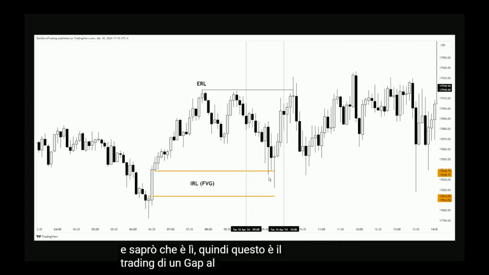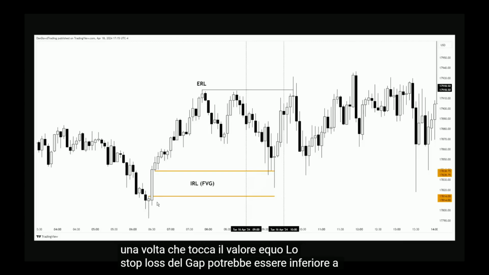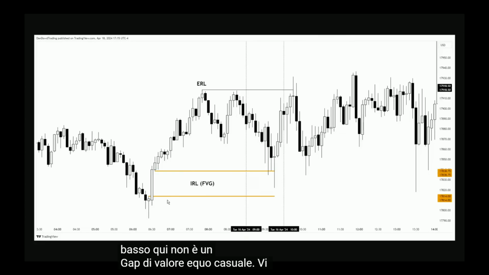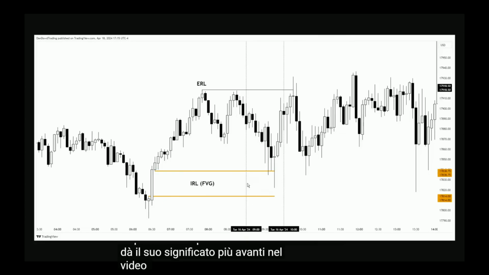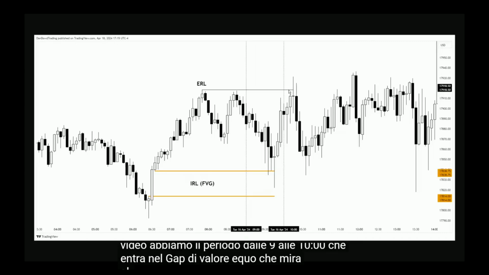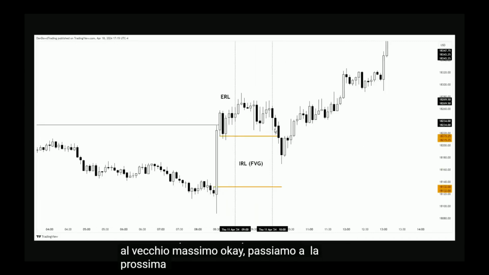So this is trading a fair value gap. You're entering once it taps into the fair value gap. Stop loss could be beneath this swing low down here. It's not just any random fair value gap. I'll show you guys what gives it significance later in the video. We have the 9 to 10 o'clock period entering in the fair value gap, targeting the old high. Let's move on to the next variation.